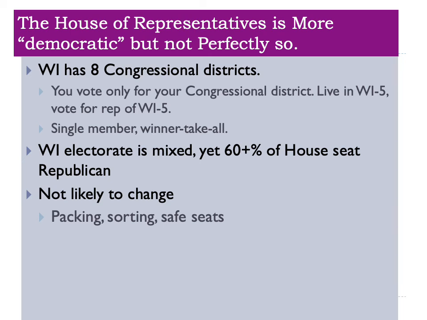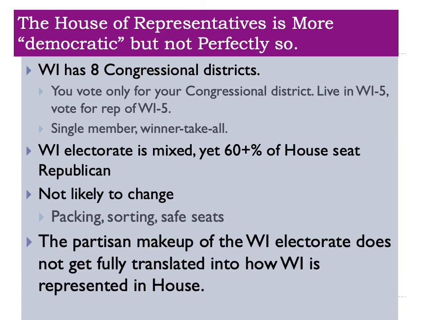It's not just about gerrymandering, but it's also that people sort themselves. If you're a Democrat, you go live in an urban area. If you're a Republican, you're more likely to move to a rural area, right? And so that's not likely to change, and so how we get represented in the House kind of falls short of what the electorate of Wisconsin actually looks like.